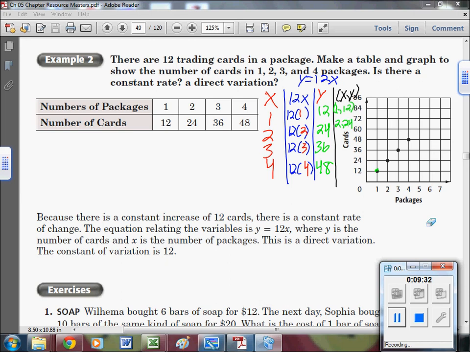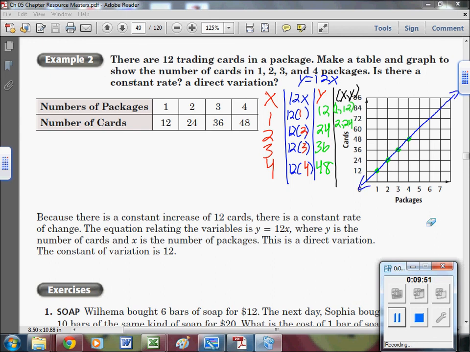So you'd go to 1 comma 12 and put a point there. 2 comma 24, put a point there. 3 comma 36, put a point. 4 comma 48, put a point. And you'll notice all these points are in a straight line, that means you're doing it correctly. So if at any point your points are not in a straight line, just like when we learned how to graph linear equations, that means you made a mistake.